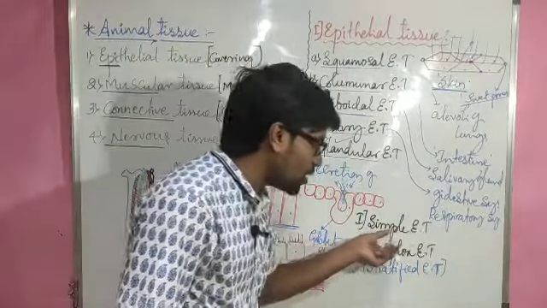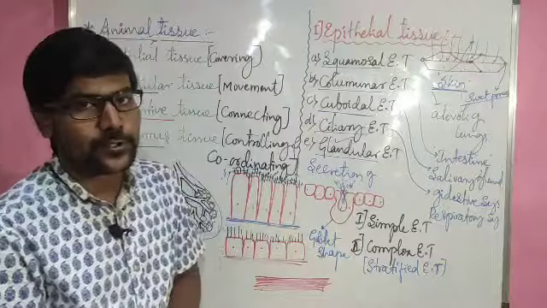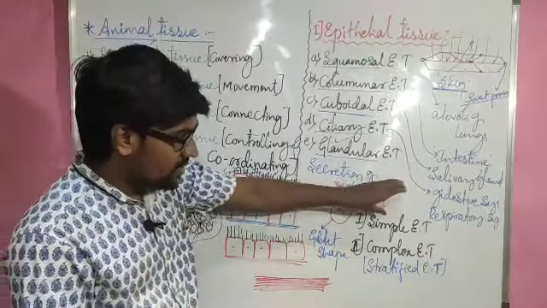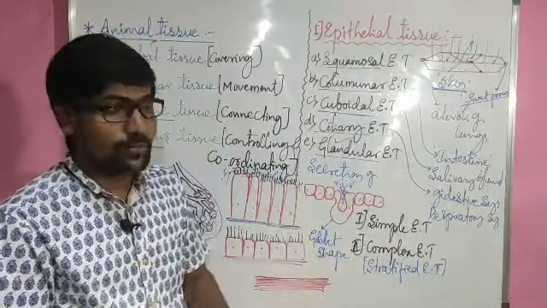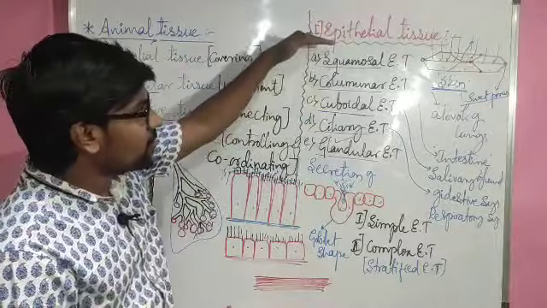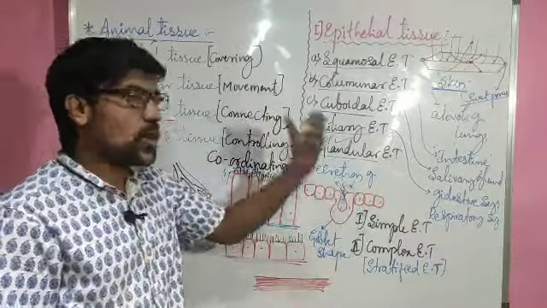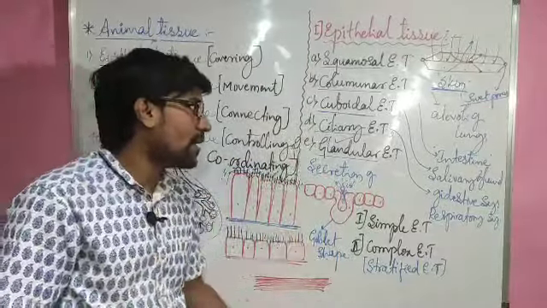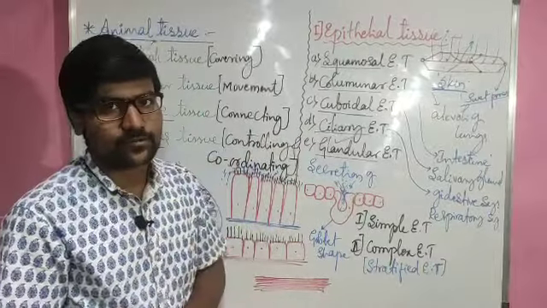Such kind of epithelial tissue we refer to as complex epithelial tissue, right? We have the simple one and the complex one, the major categories, and depending on the shape we have other types: squamous, columnar, cuboidal, ciliary, and glandular.